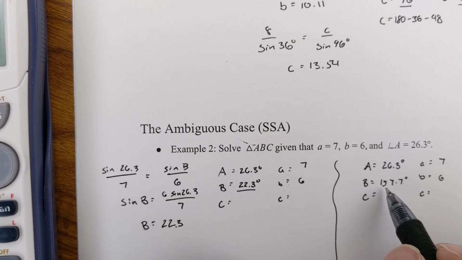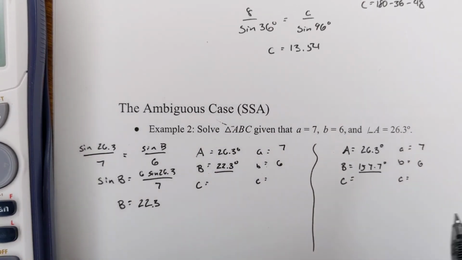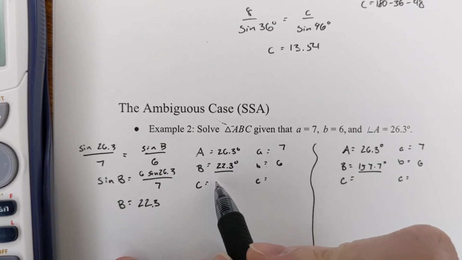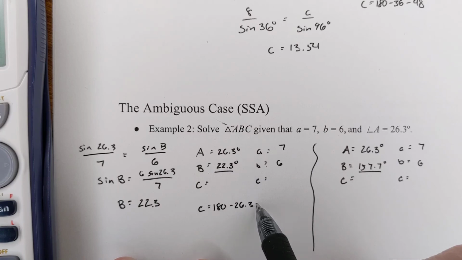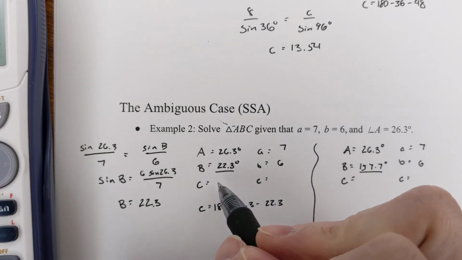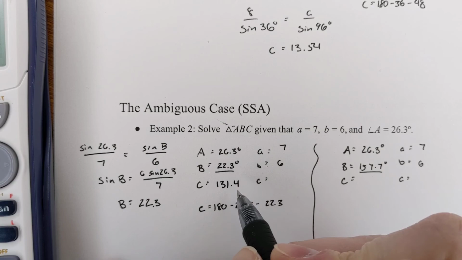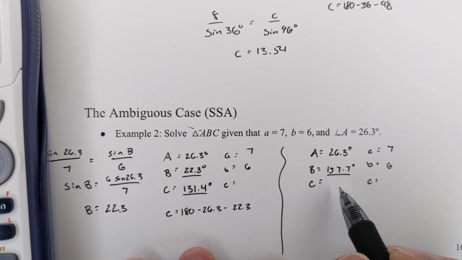So now I can find angle C in both cases. Now once you've done that step, these two triangles run entirely separately. So over here, to get angle C, I would do 180 minus 26.3 minus 22.3. So this is 131.4 degrees.